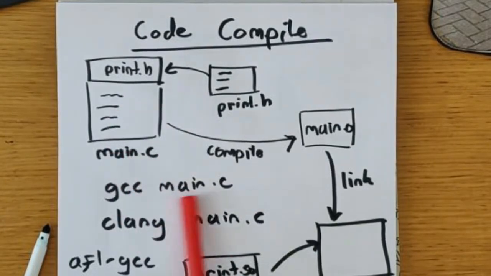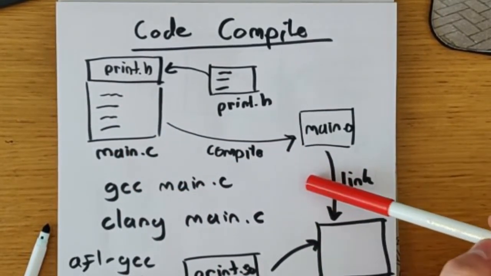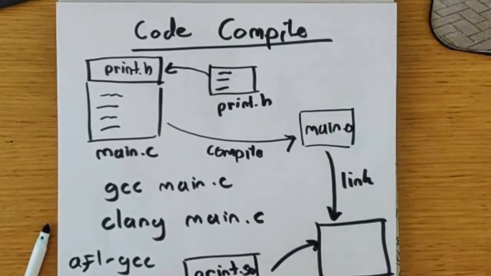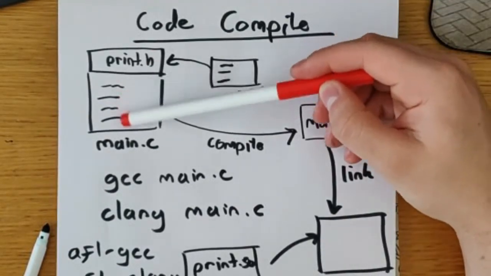Let's say this is our source code file. You type GCC and it outputs an object file that you can execute. The same with clang as well. So this is the compilation process. We have step one: you write a source code file.